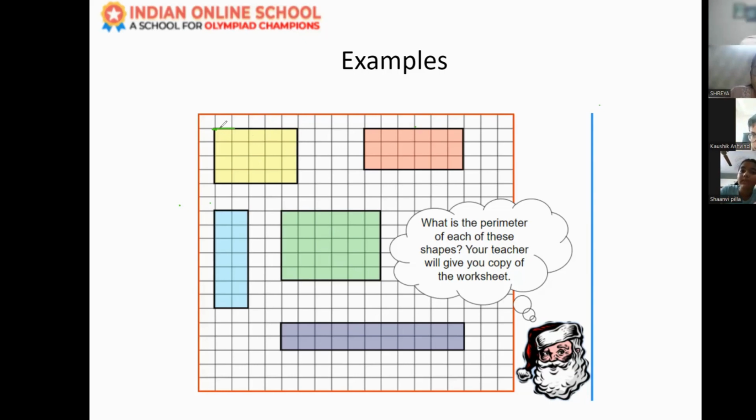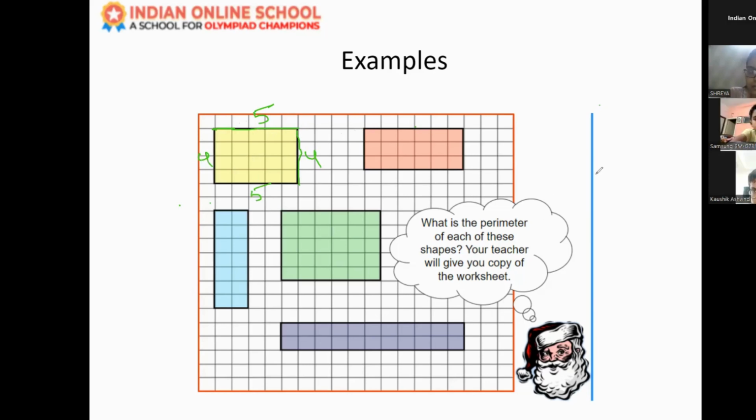So if this is 1 unit, let's assume this. So 1, 2, 3, 4, and 5. So we can say this is 5 units. Similarly, over here, 1, 2, 3, and 4, 4 units. Since this is a rectangle, you must know that parallel sides are equal. So this is also 5 and this is 4, correct?